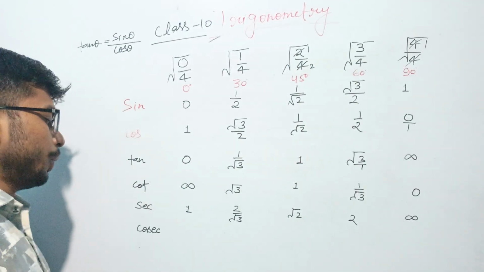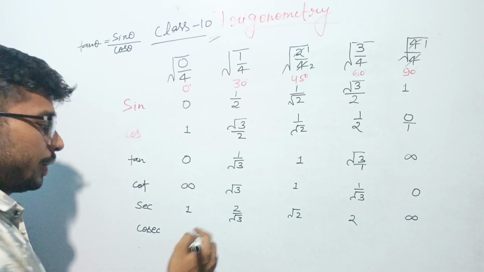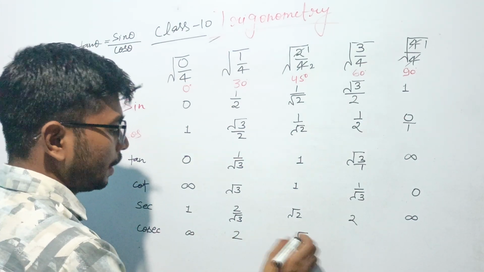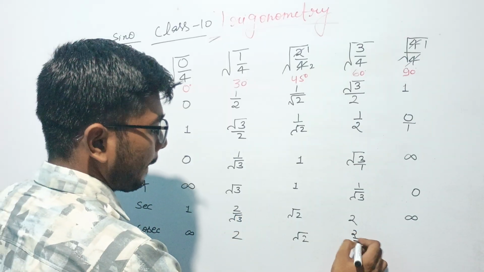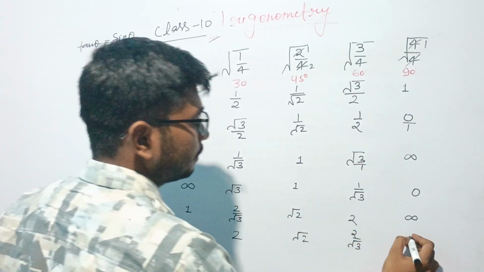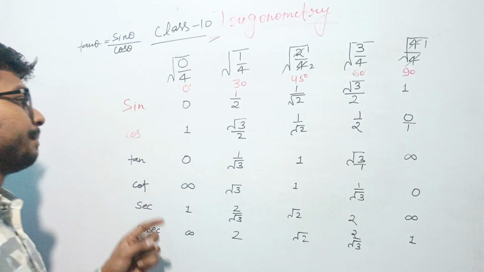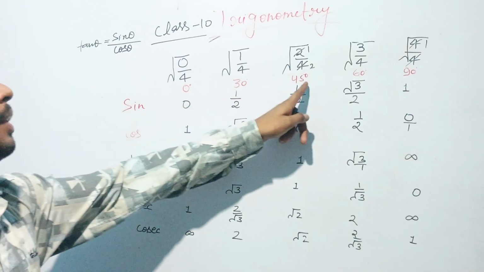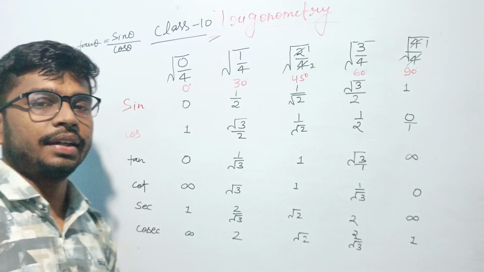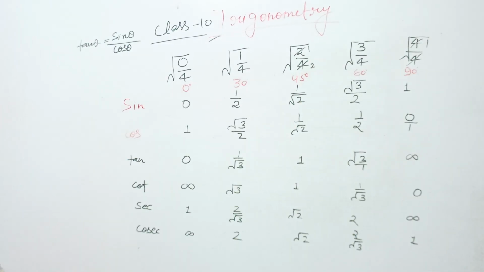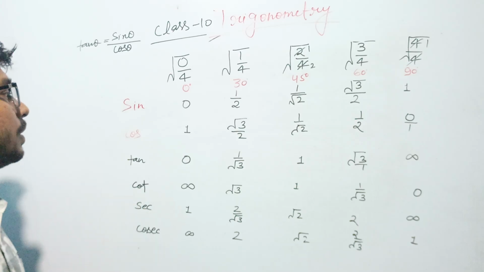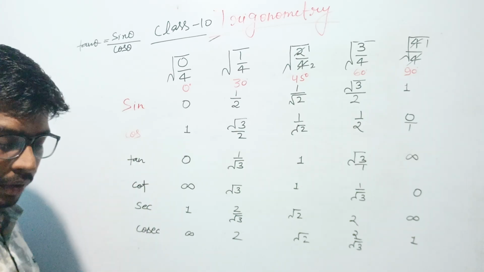Now the best way, you can just reverse this value also. So infinite, then 2, then root 2, then 2 by root 3, then 1. So this is our trigonometric values of different angles: 0 degree, 30 degree, 45 degree, 60 degree, and 90 degree. With the help of that, we can find answers to any questions of this type. So I will erase this.